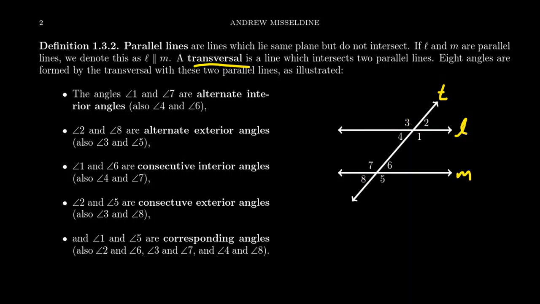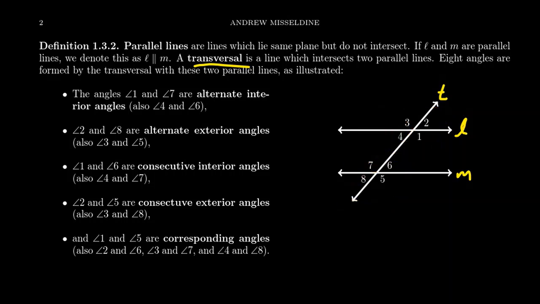And then finally, angles 1 and 5 are what we call corresponding angles. Corresponding angles mean if you think of the intersections of the transversal with one parallel line and you look at the angles with the transversal with the other parallel line, if you look at the corresponding positions, then 1 and 5 are corresponding, 2 and 6 are corresponding, 3 and 7 are corresponding, and 4 and 8 are corresponding.